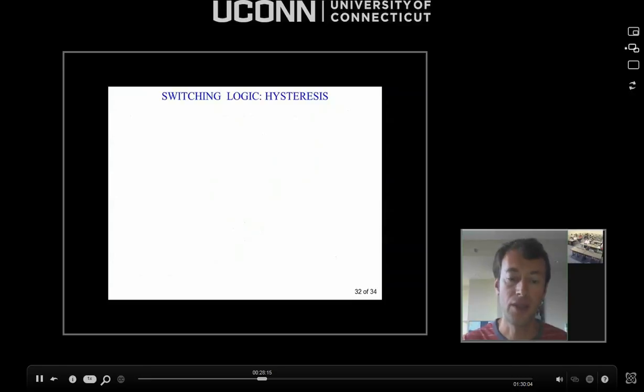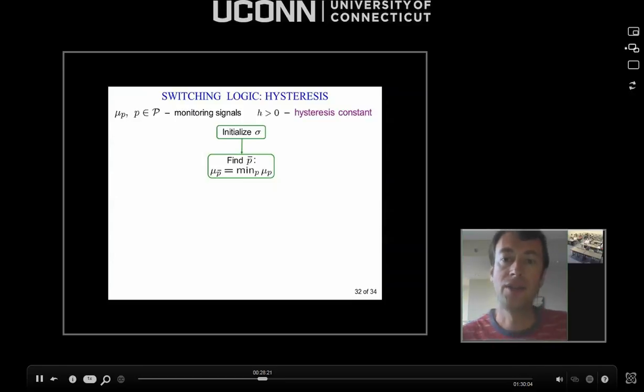What I'm going to do is initialize sigma and then look at the index of the smallest monitoring signal. But again, rather than immediately switching to it, I'm going to switch to the smallest index only if the difference between the smallest monitoring signal and the monitoring signal I'm currently using exceeds h. So h, the hysteresis constant, will be my threshold of tolerance. I'm going to tolerate the difference up to h, but if the difference becomes too large, I'm going to switch to the monitoring signal that's currently the smallest. So that's a fairly standard hysteresis idea.